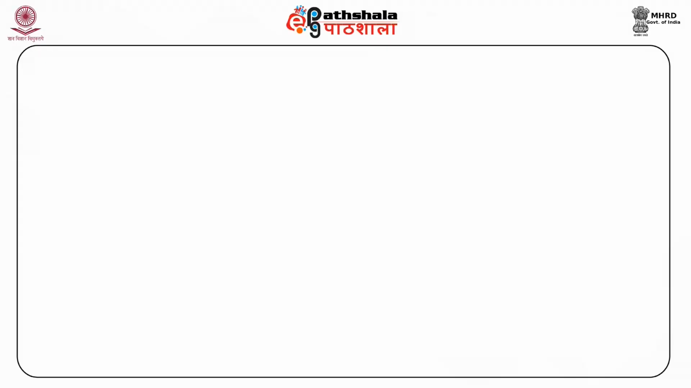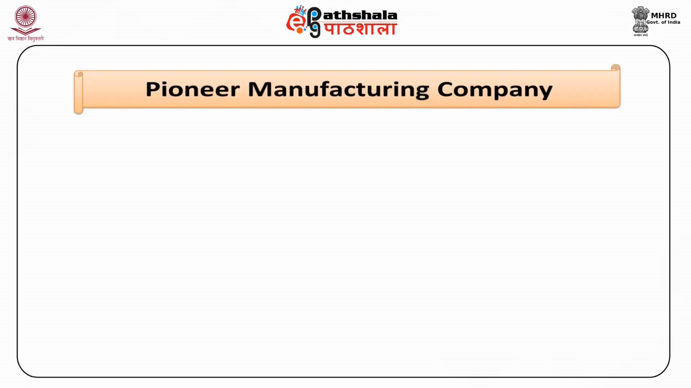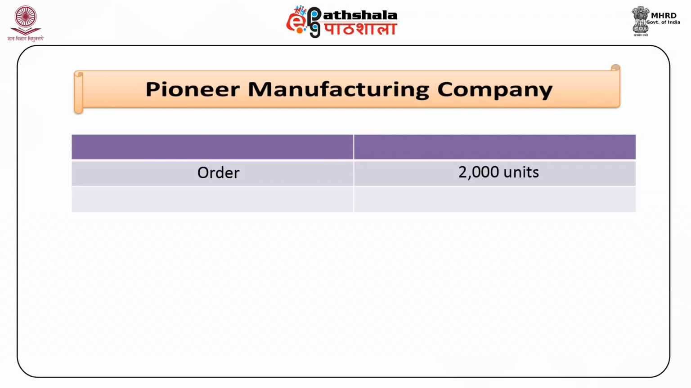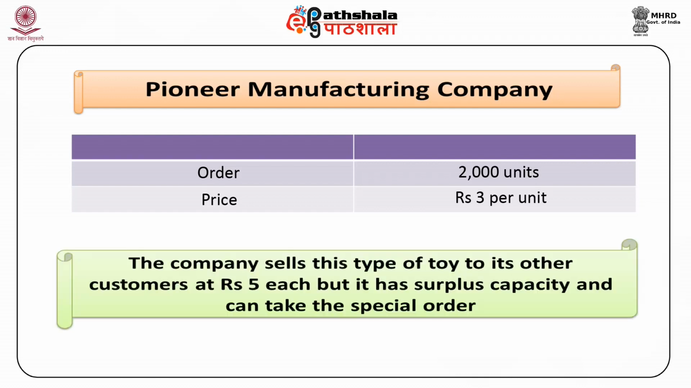Let us consider an example to understand this. Pioneer Manufacturing Company, makers of a specialized line of toys, receives an order for 2000 units of toy battle tanks from a large mail order house at a price of Rs 3 per unit. The company sells this type of toy to its other customers at Rs 5 each, but it has surplus capacity and can take the special order without adversely affecting its regular operations for the coming month.